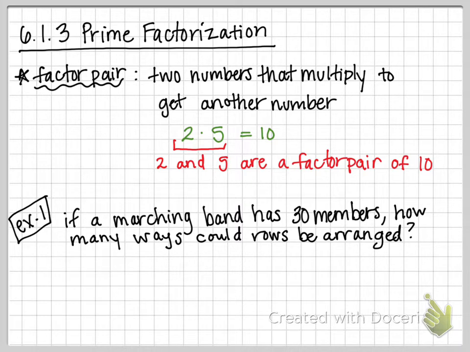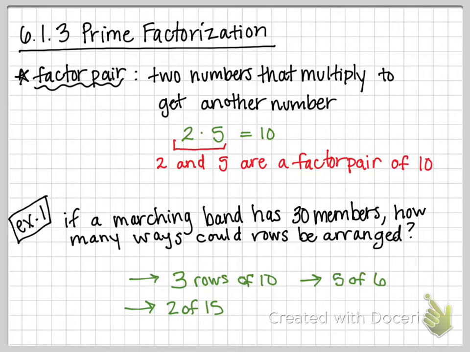Give me one arrangement, Dylan. 3 rows of 10. Good. What's another way? Owen? 2 rows of 15. Good. What else? Hudson? 5 rows of 6. Good. What else? 6 rows of 5. Good.